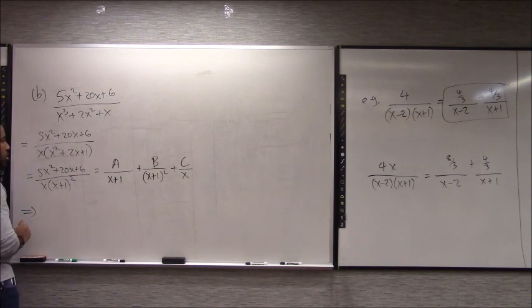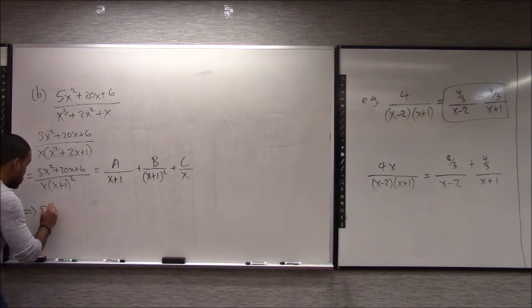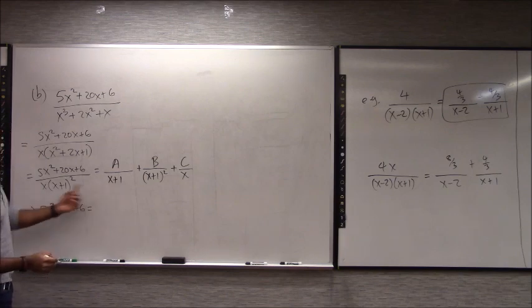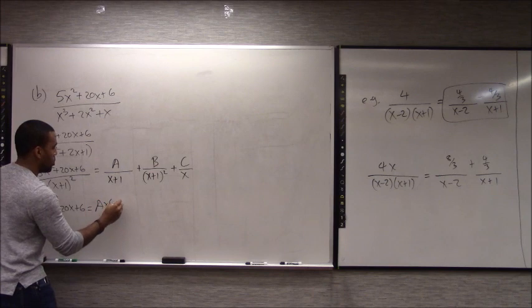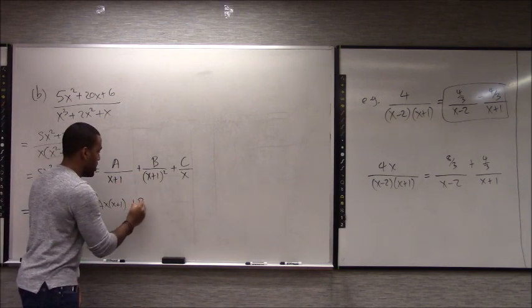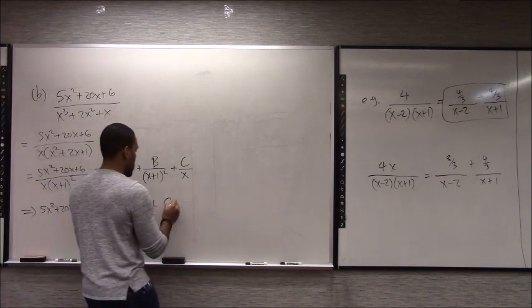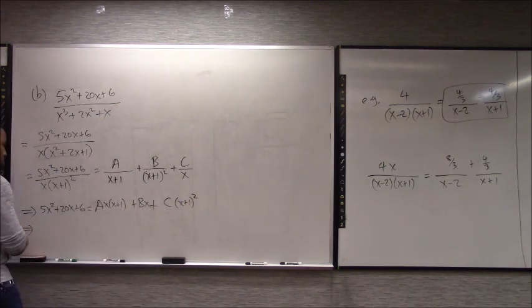And then, just multiply out the denominator. So if we multiply through by the denominator on the left, we would end up with 5x squared plus 20x plus 6 equals. Multiplying this by that, the x plus 1's cancel, you would have a times x plus 1. Multiply this by that, the x plus 1 squares cancel, you would just have bx. Multiply this by that, the x's cancel, you will just have c times x plus 1 squared. So now that's the equation that you're going to use to find the a, b, and c. How do we go about it?